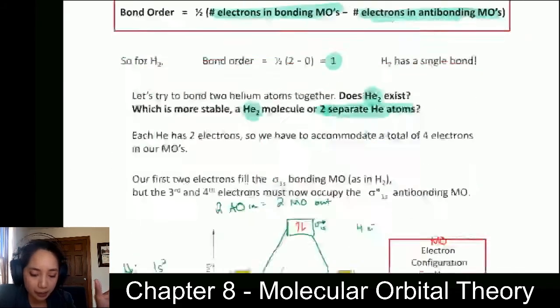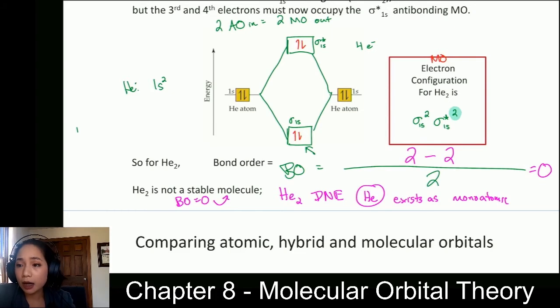But in this case, for helium, there's no energy difference. So diatomic helium is not a stable molecule. Bond order is 0, so there's no driving force to actually create that bond.